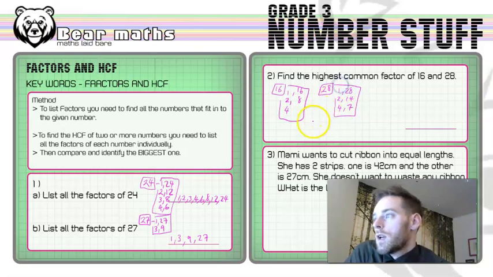So we've found that the common factors are, and I've circled the common ones, 1, 2, and 4. Okay, so the biggest number out of those common factors is 4. So 4 is the highest common factor.